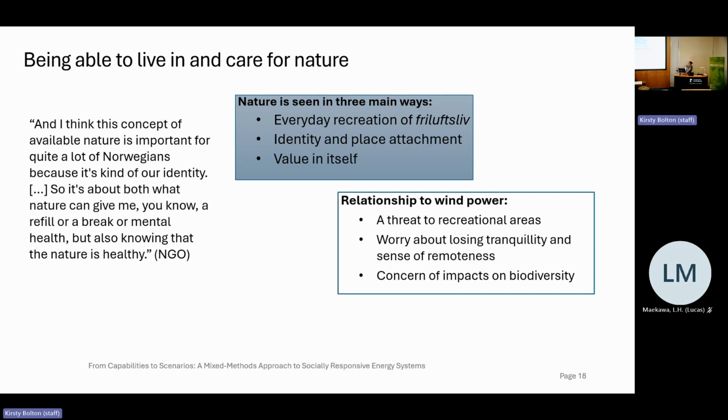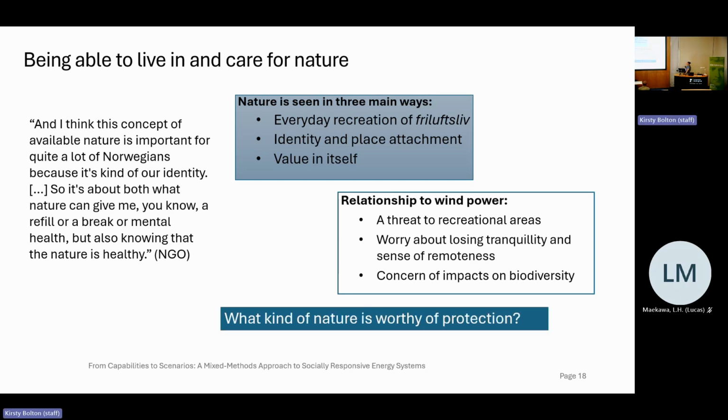And how does this relate to wind power? It's often seen as a threat to recreational areas. So yeah, you take away the unspoiledness of nature that people like to experience when they go hiking. They're very worried about losing tranquility and the sense of remoteness. So if they see a wind turbine, they don't have this feeling of being out in the wilderness anymore. And then also some concerns of impacts to biodiversity.